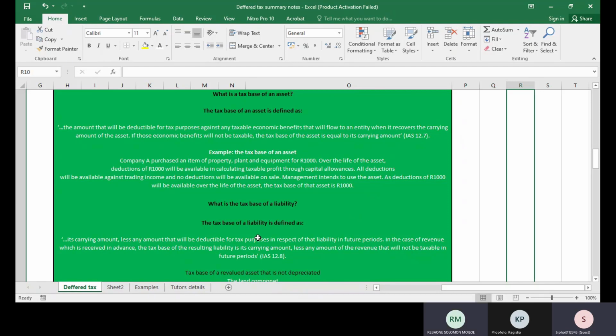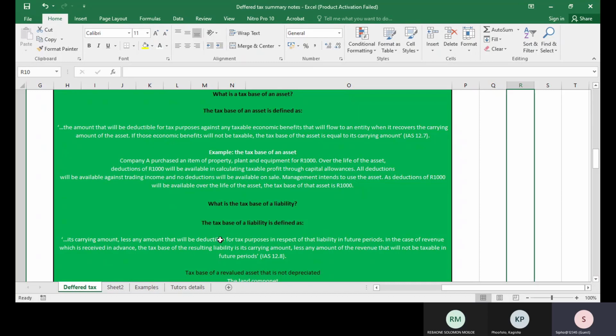So they are saying the tax base of a liability, as defined, is its carrying amount. They mean the carrying amount of a liability, less, meaning minus, any amount that will be deductible for tax purposes in respect of that liability in future periods. I'm sure you're familiar with the concept that SARS uses. For example, if you incur an expense, they'll give you a deduction for that expense when you actually pay for that expense. You remember that, from SARS's perspective. So I'll make an example now.